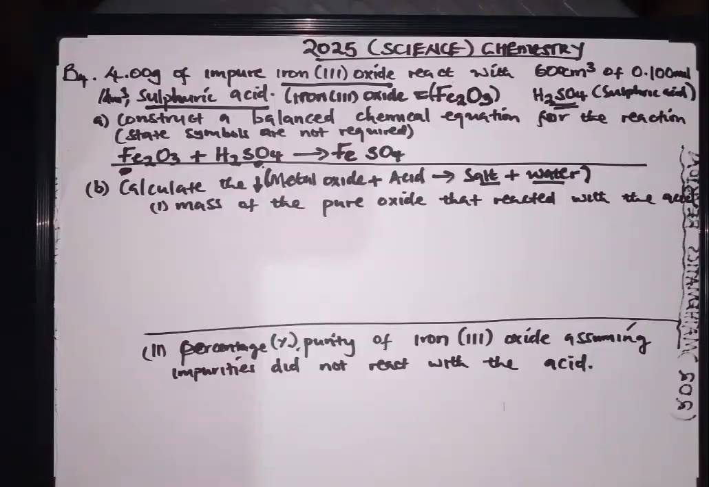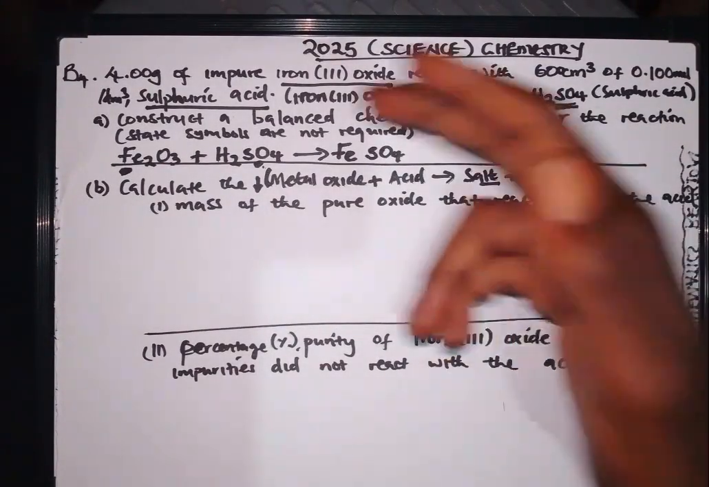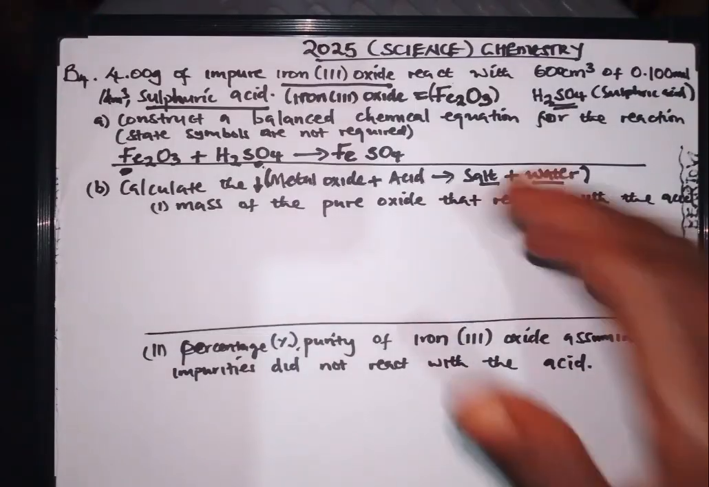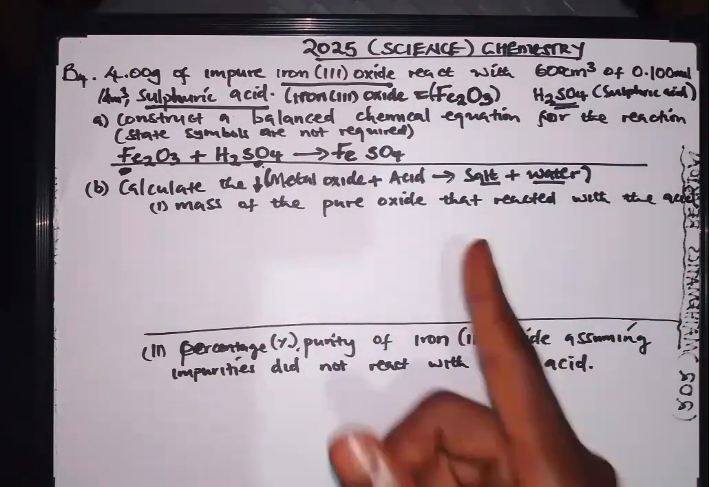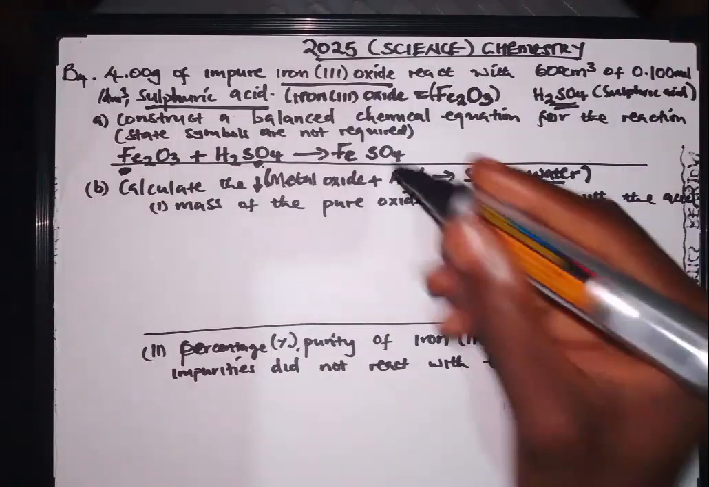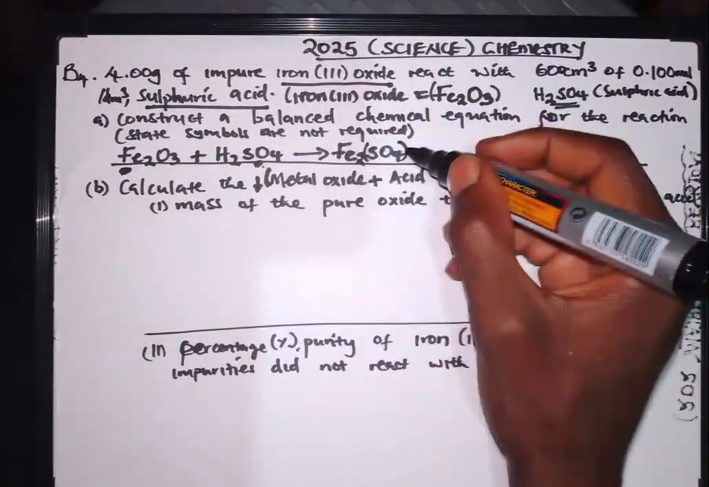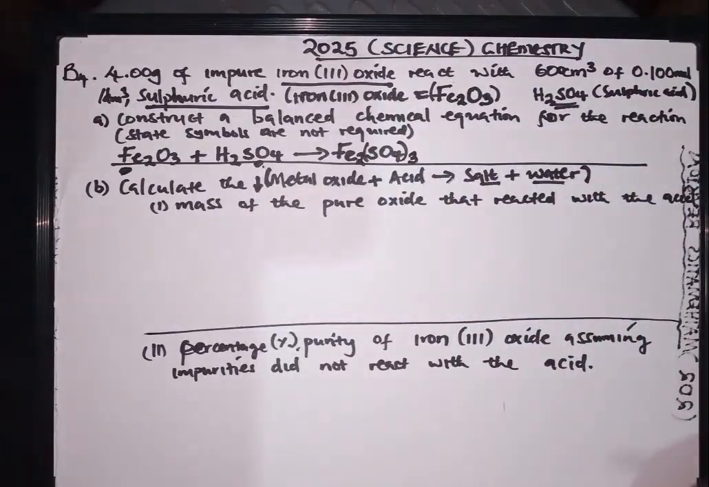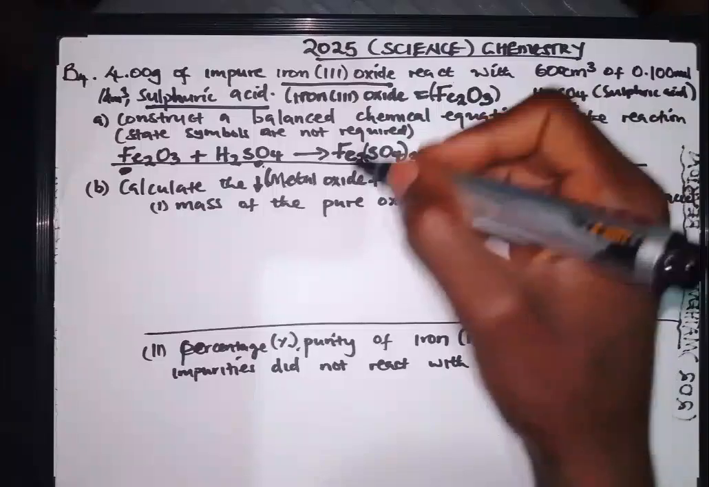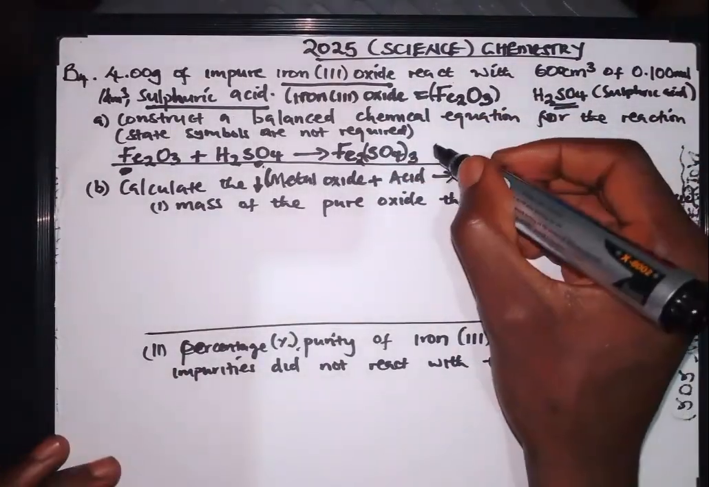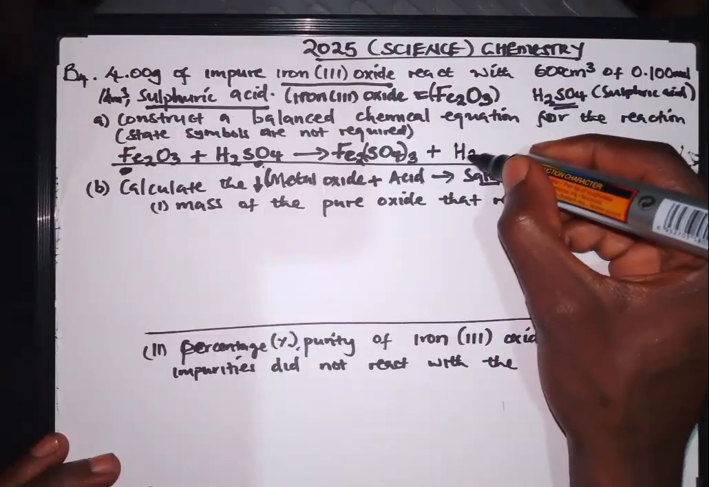So this is basically our salt. Remember, we are not done. Remember, the valence for sulfate is also 2. Then the valence for iron, we said it's 3. So this is our symbol. Then we say that the other product is water.